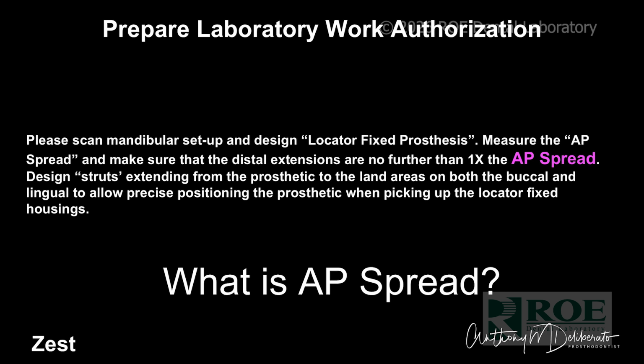And I asked them to design struts extending from the prosthetic to the land areas on both the buccal and the lingual to allow precise positioning of the prosthetic when picking up the locator housing. So the prosthetic isn't going to have flanges that will sit in the model. I asked them just to have these little fingers that go to the land areas of the cast on the lingual. So when we're picking up the inserts in the mouth, there's something that stops it at the proper vertical dimension in the proper occlusal position that we've developed this whole time.